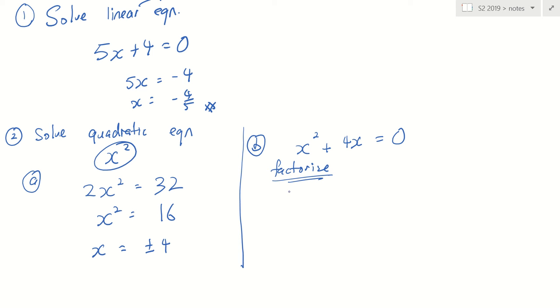So factorize means I will take out the x. So take out the x, what do I have left? x plus 4 equals 0. Now, over here, we mentioned the other time: when something times something equals 0, what can I conclude? Either the first one is 0 or the second one is equal to 0. Now, okay, so I write first.